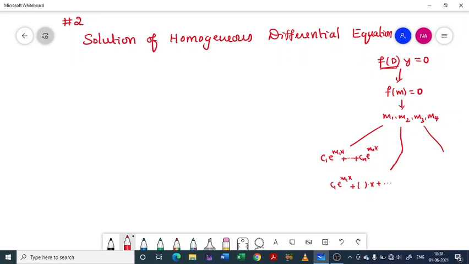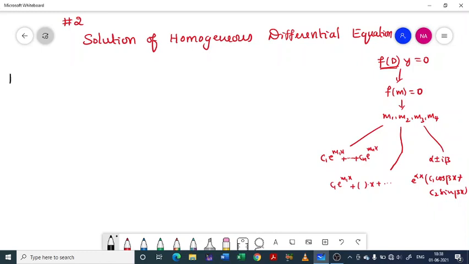For complex roots, suppose the root is of the form alpha plus or minus i beta, then you write e power alpha x, that is e power the real part of the root into x, times c1 cos beta x plus c2 sin beta x. Again, if there is any repetition, to denote that repetition you have to multiply by x. Okay, that is the method.